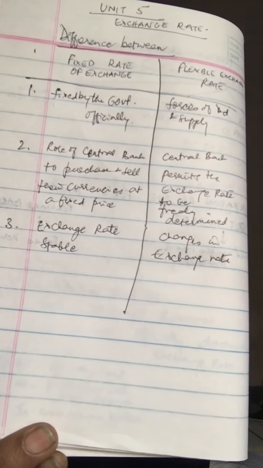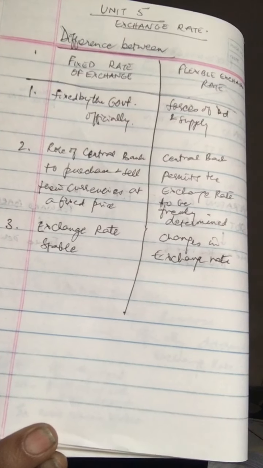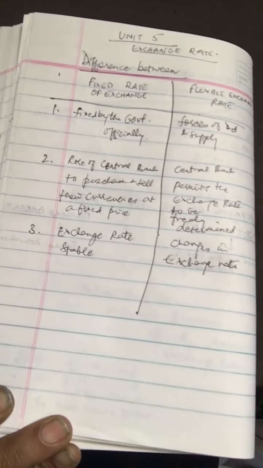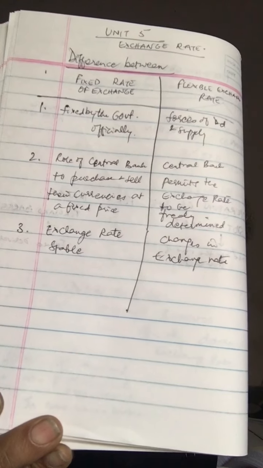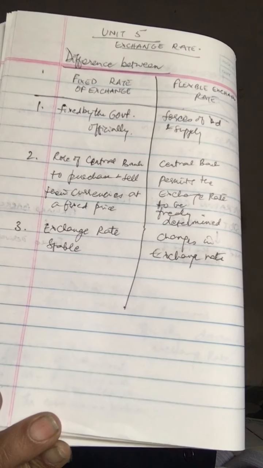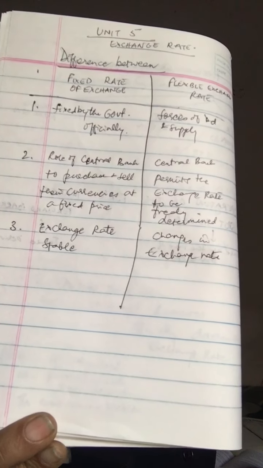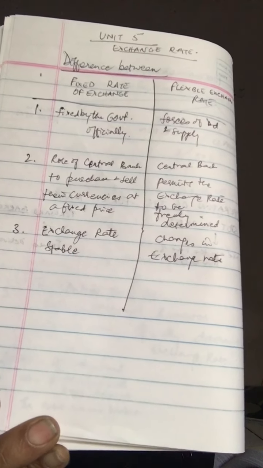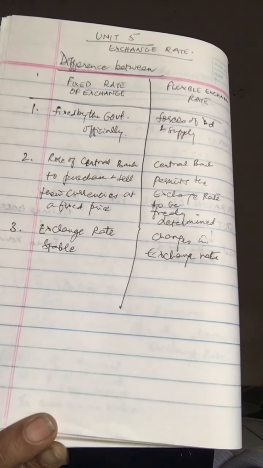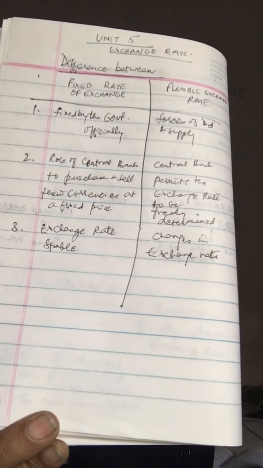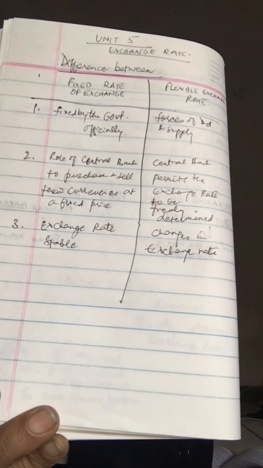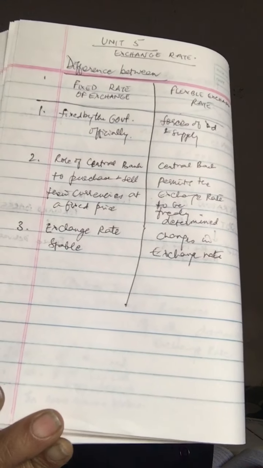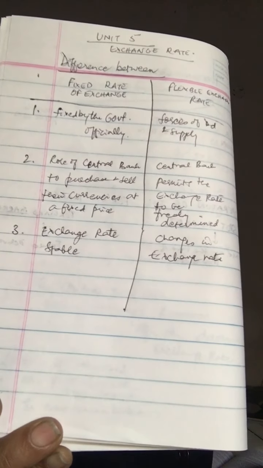Flexible exchange rates are determined by the forces of demand and supply of foreign exchange in the market. Then what is the role of the central bank? Here the central bank stands ready to purchase and sell their currencies at a fixed price. And in flexible, the central banks don't intervene, but they permit the exchange rate to be freely determined in the foreign exchange market. And regarding changes, the exchange rate generally remains stable, with very small change, in the fixed exchange rate, whereas it changes all the time in the flexible, as the term suggests.